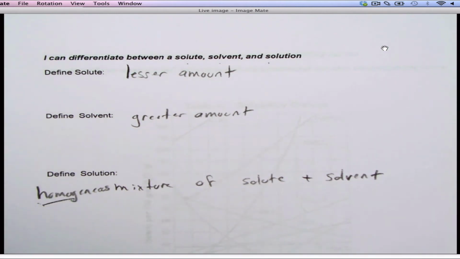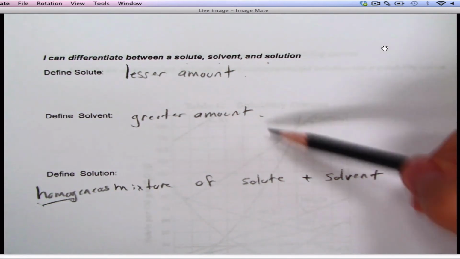I know my handwriting is horrible, but you can deal with it. All right, so lesser amount and greater amount and what it's mixed into.